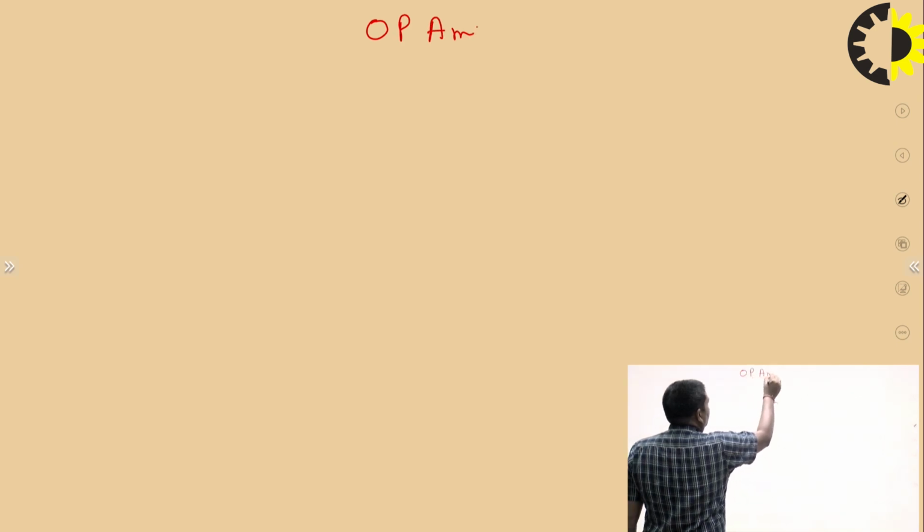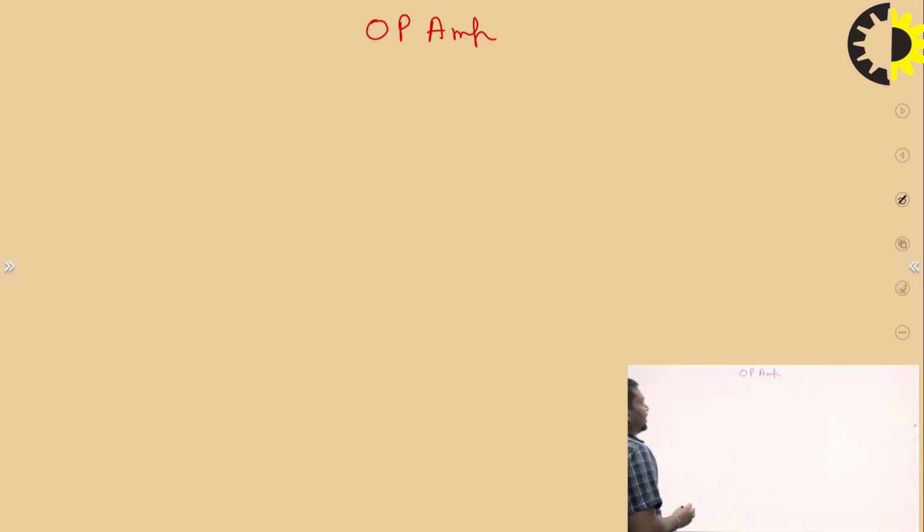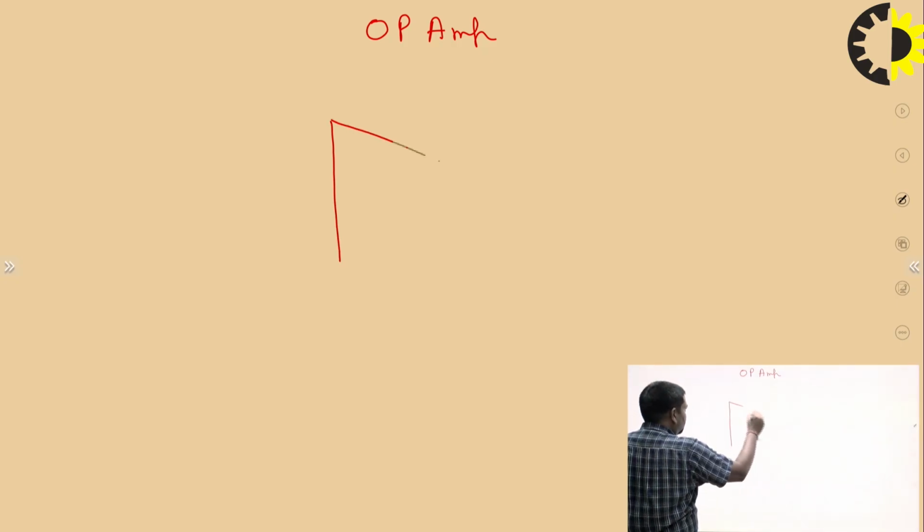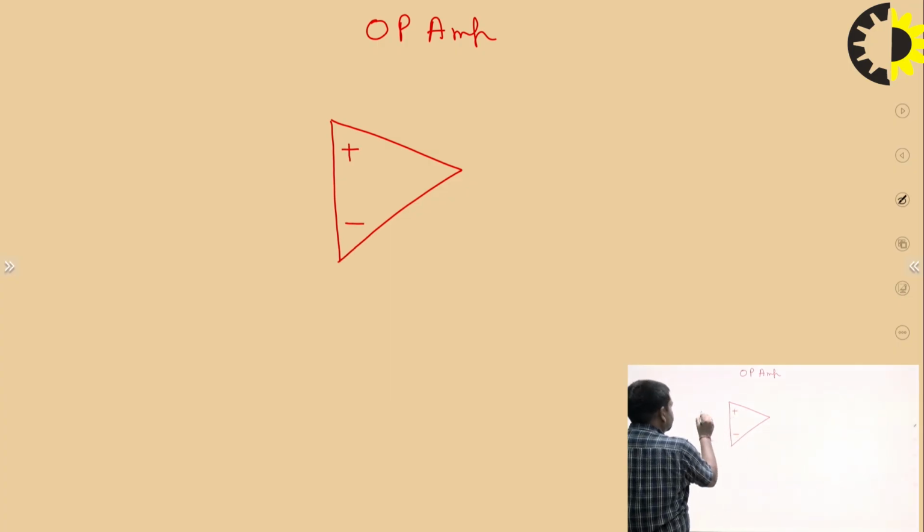So what is the meaning of op-amp? What is an operational amplifier? The full form of op-amp is operational amplifier. So what is the symbol of op-amp? This is the symbol of op-amp. I discuss here, this is the non-inverting terminal.